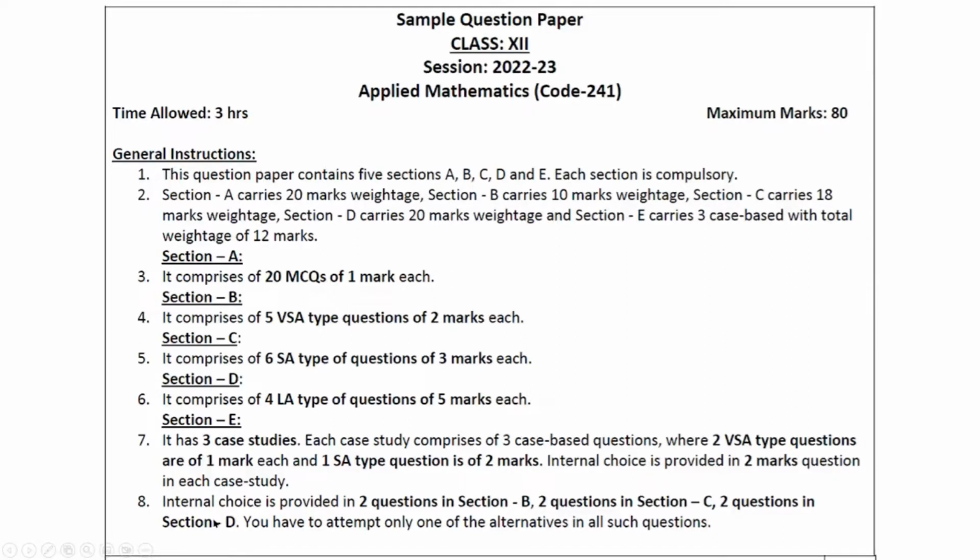study. In addition, internal choice is provided in 2 questions of section B, 2 questions of section C and 2 questions of section D. It is enough if we attempt only one of the alternatives in those internal choice questions. So these are the instructions which are given in the sample question paper for the session 2022-23.